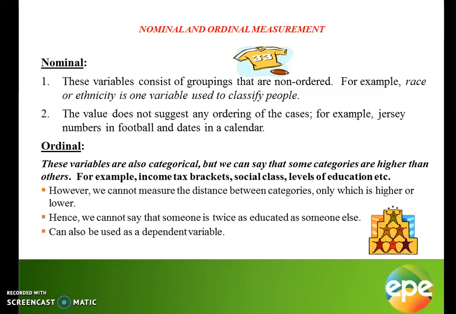Nominal variables. These variables consist of groupings that are non-ordered. For example, when you say race or ethnicity, the variables do not suggest any ordering of the cases involved. But when you talk about ordinal, they are categorical, and you can say that some categories are higher than others. However, you cannot measure the distance between categories, only which is higher or lower.